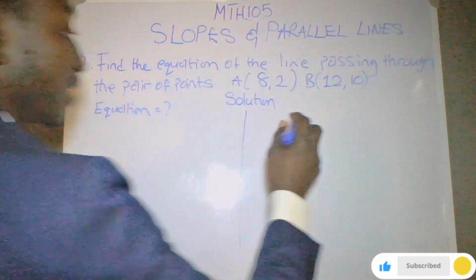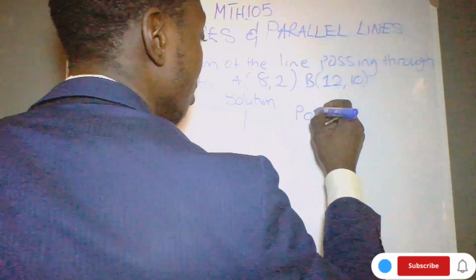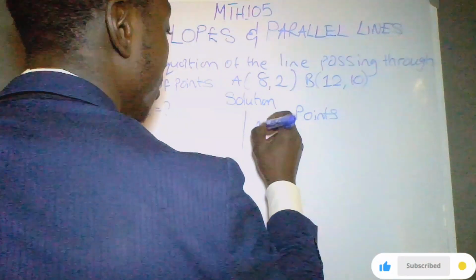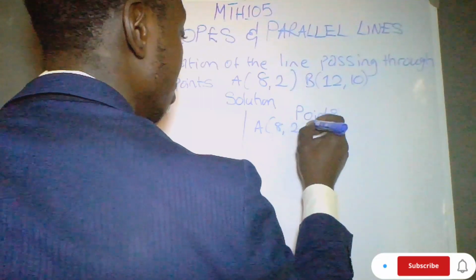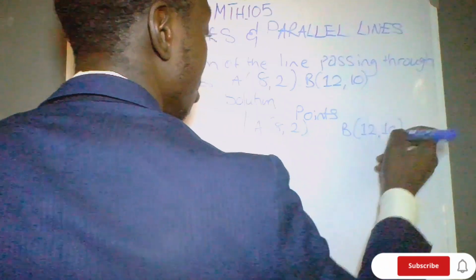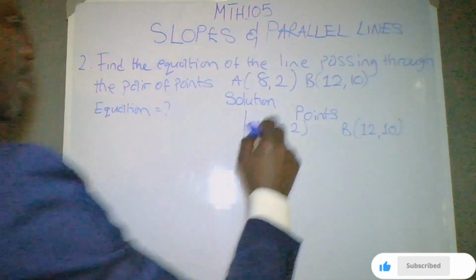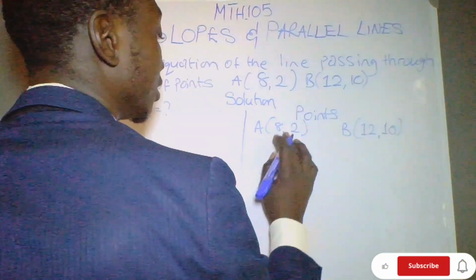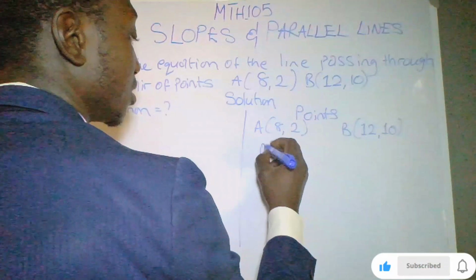For now, we'll leave that. Then we have our points, which are point A, 8 and 2. Point B, we have 12 and 10. So we have x1. Okay, let me just do the formula quickly.